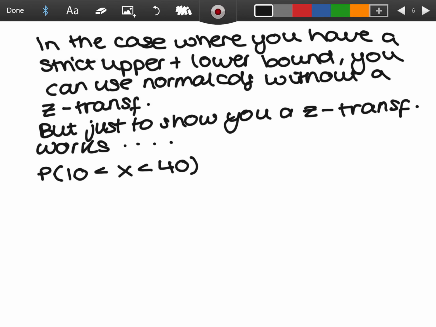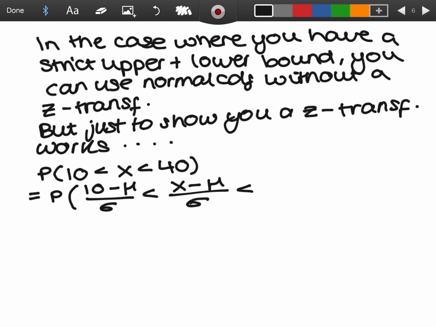Okay, if you think about when you do a z transformation, what you are doing to each of your data points is subtracting the mean and dividing by the standard deviation. So I'm going to subtract the mean and divide by the standard deviation for each of my data points. I'm going to do that to my endpoints and for my random variable x, which is any value between 10 and 40. So I'm subtracting the mean divided by the standard deviation.